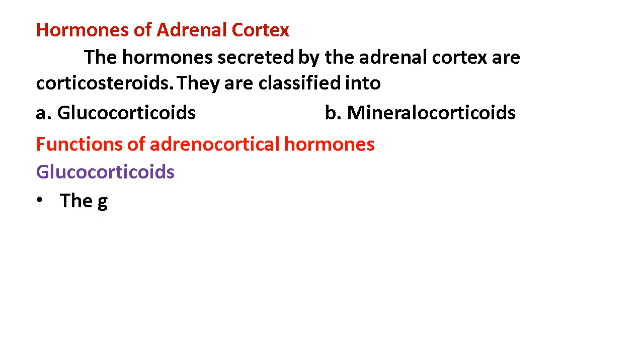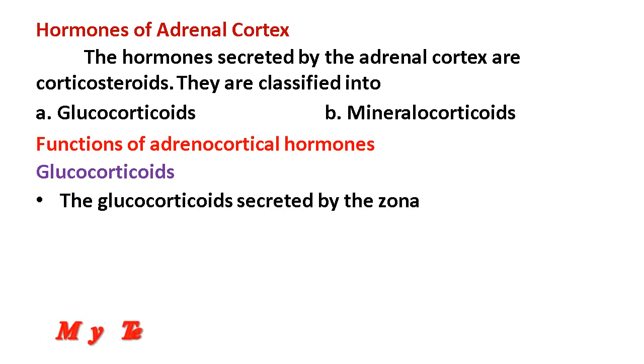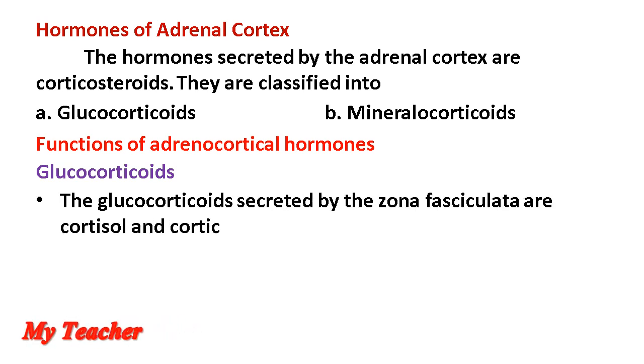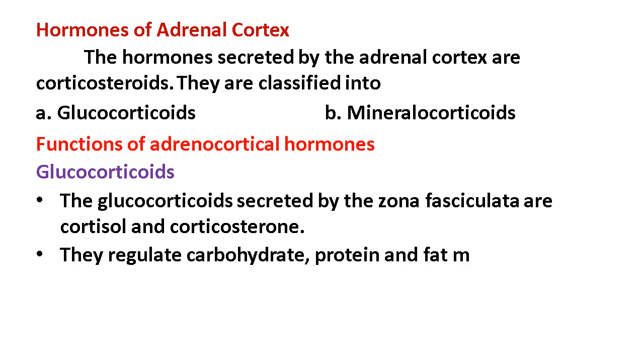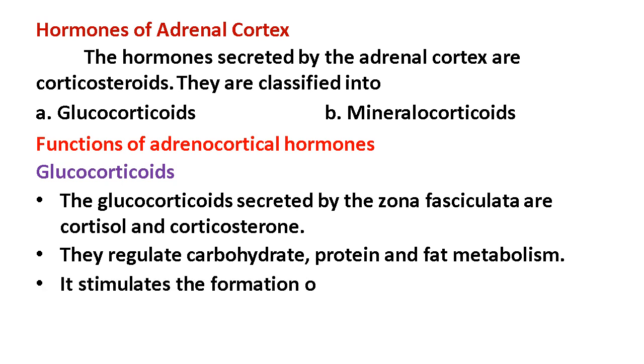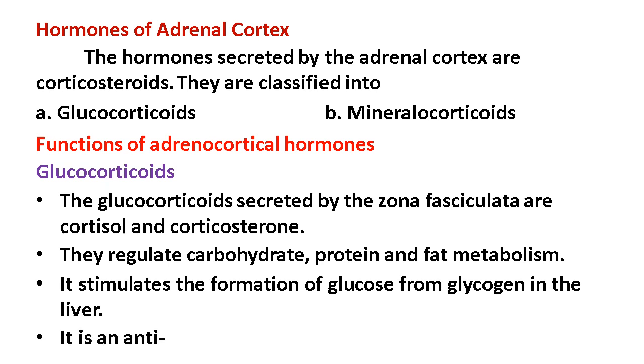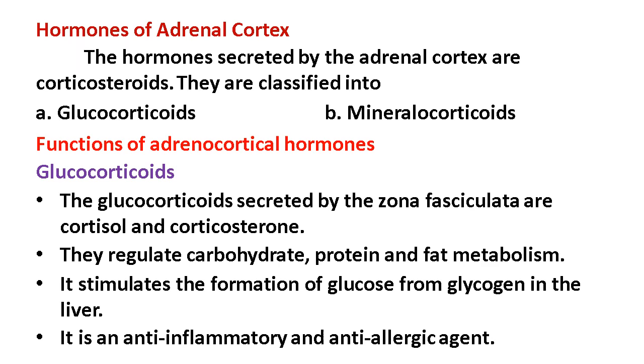Glucocorticoids. The glucocorticoids secreted by the zona fasciculata are cortisol and corticosterone. These are the two hormones secreted. They regulate carbohydrate, protein and fat metabolism. It stimulates the formation of glucose from glycogen in the liver. As you have already seen, glycogen is a stored form of glucose. It is an anti-inflammatory and anti-allergic agent.